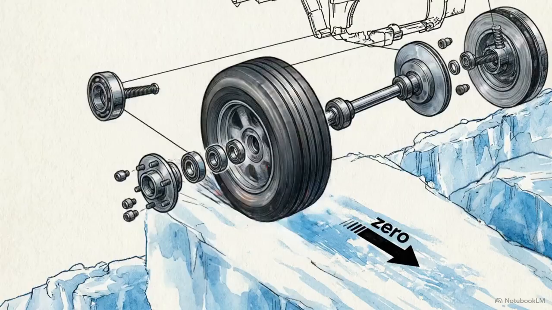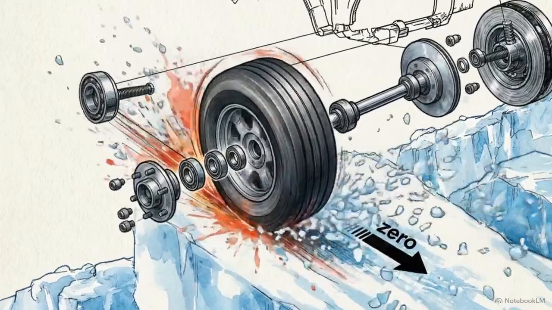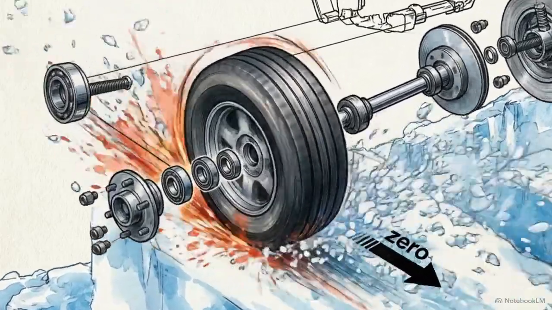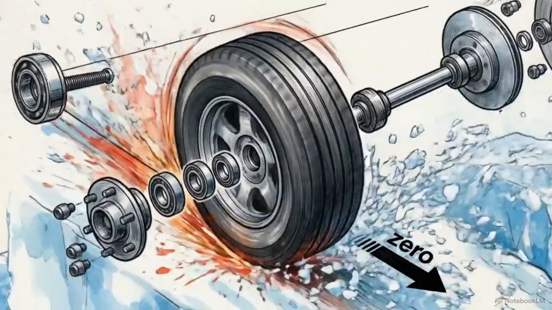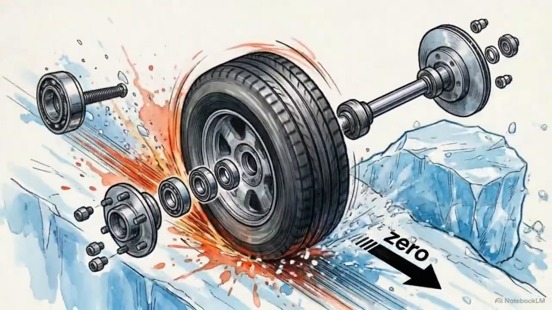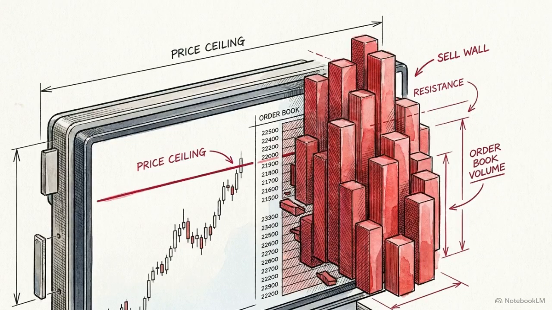It operates like a car spinning its tires on an icy hill. The engine applies maximum effort, but the vehicle has zero forward momentum. This combination of high effort and low results signals that institutional participation has reached a point of exhaustion, often marking the end of a trend.